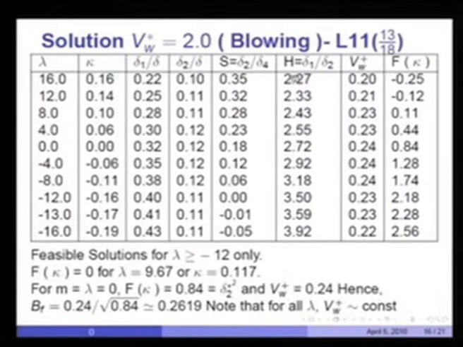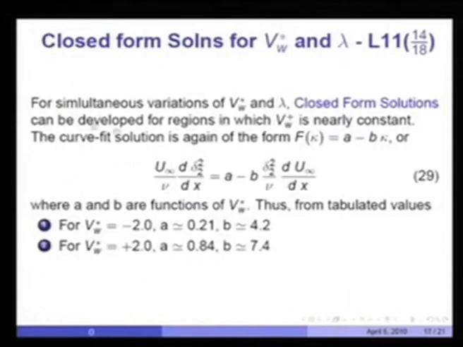This is the blowing side, and again you will see for adverse pressure gradients less than minus 12, you have negatives, so that you cannot go below that. Again, V w plus is remarkably constant, and this will correspond to B f equal to about 0.2619. For simultaneous variations of V w star and lambda, closed form solutions can again be developed in the regions in which V w plus is constant.